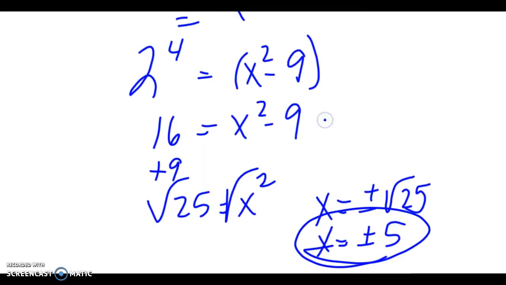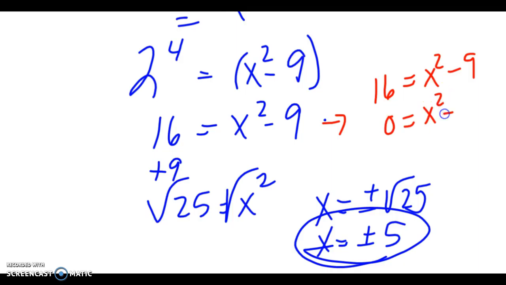You could have also, just as a heads up, written 16 equals x squared minus 9. You could have moved the 16 over and got x squared minus 25, and at that point it factors to x plus 5 and x minus 5. That's why there's two answers. So I hope that would have helped you too.